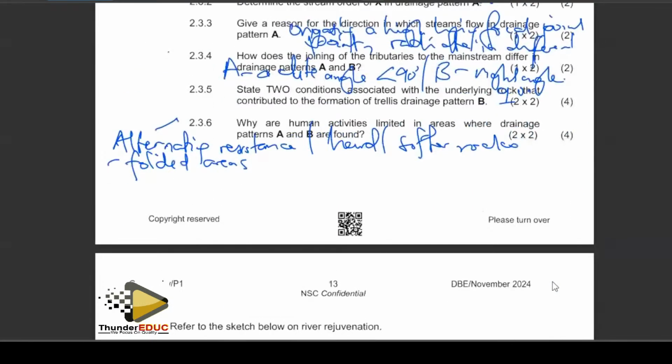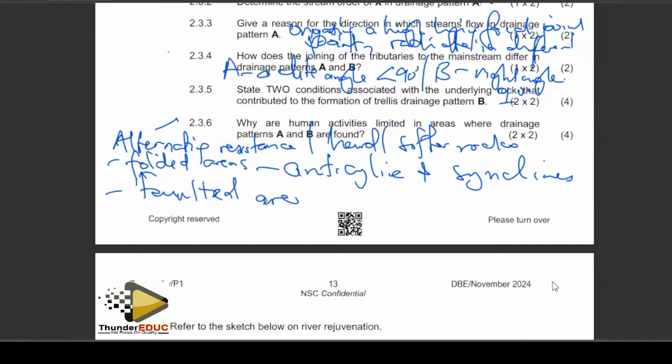So in folded areas where we have the anticlines and the synclines, we also have trellis forming there. And also in faulted areas, we can give an example of where we have normal faults. We have a trellis forming. So trellis implies that the main stream will be stronger and longer than the tributaries. The tributaries are limited because they are originating from an area with hard and resistant rocks.